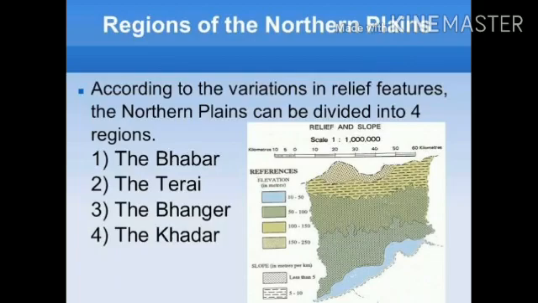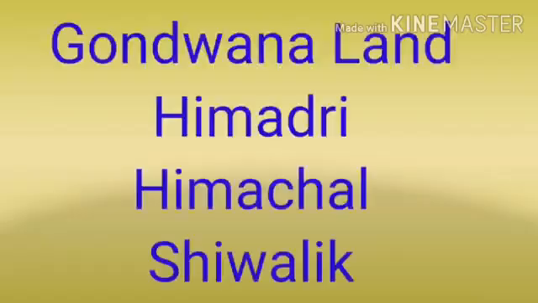Students, now I am going to revise important terms. What do you mean by Gondwana land? Yes, it is the southern part of the ancient supercontinent Pangaea, with Angara land in the north. Students, name the three parallel ranges of the Himalayas. Yes, Himadri, Himachal, and Shivalik.